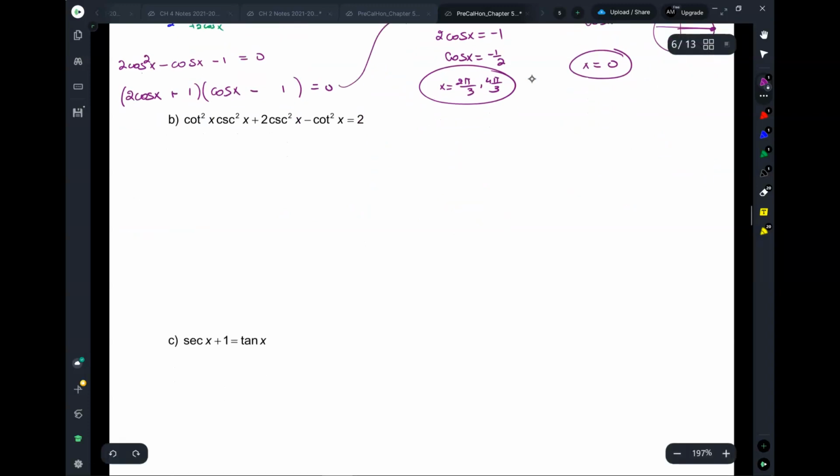Bring everything to the same side. So I'm going to copy this over and then minus cotangent squared x minus 2 equal to 0. Okay. How many terms do I have? 4. This is one term. 2, 3, 4. When you have 4 terms, what do you do? Factor by grouping.